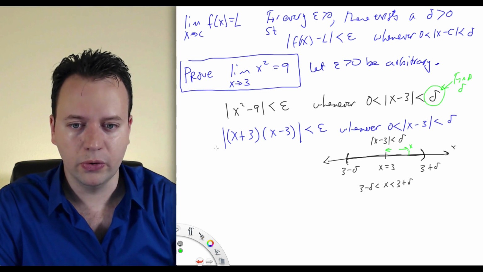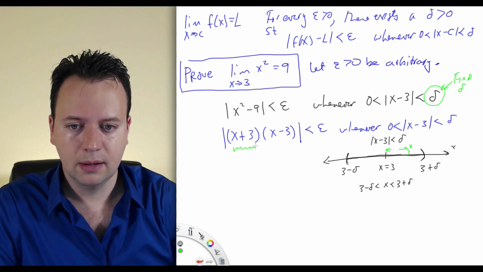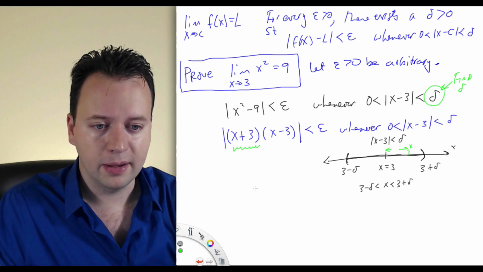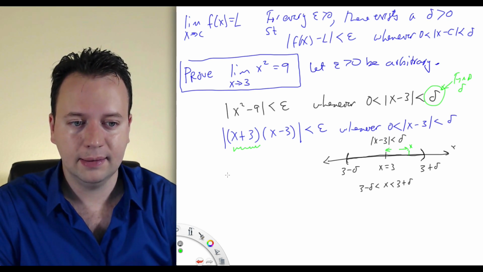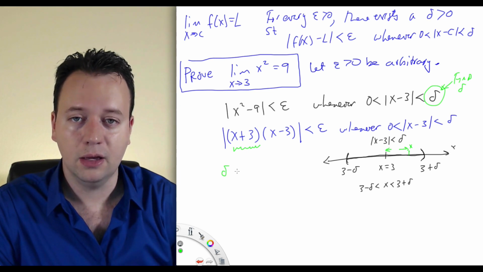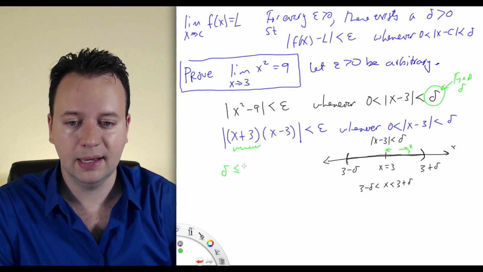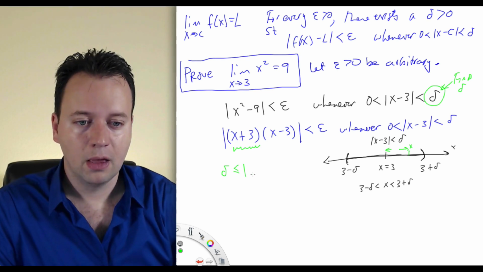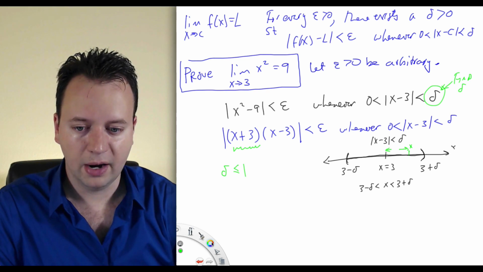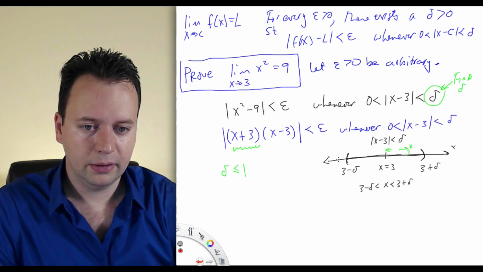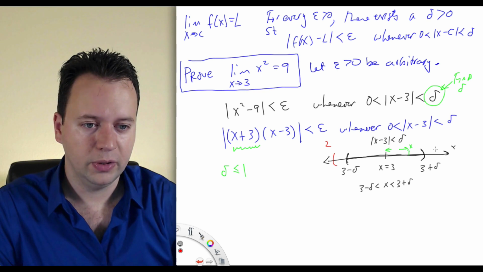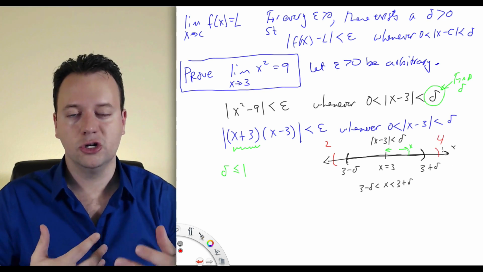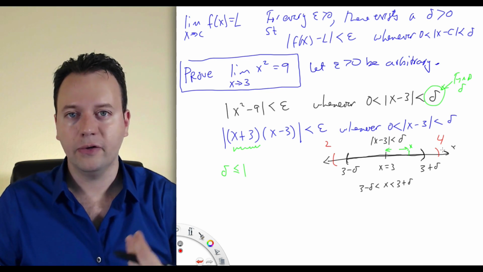So what we can do is kind of approximate this x plus 3 factor away, right? So we can restrict delta to be no larger than 1. So we can say delta has to be less than or equal to 1. So that means that this interval, whatever it is, will be between 2 and 4. And I can do that because I can add conditions on delta. So I'll take them into account separately at the end.